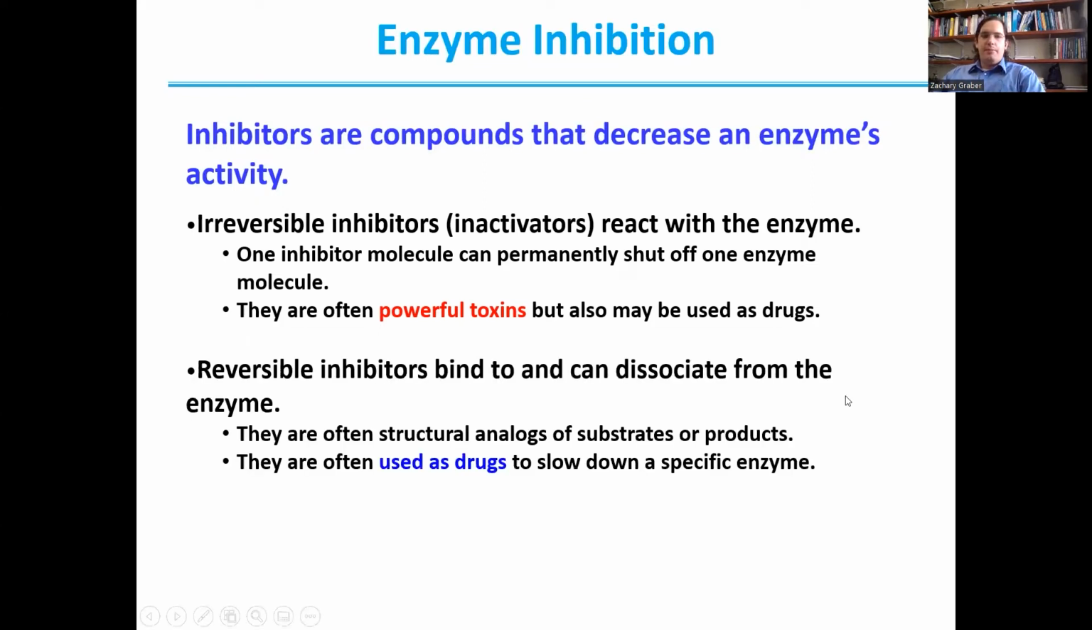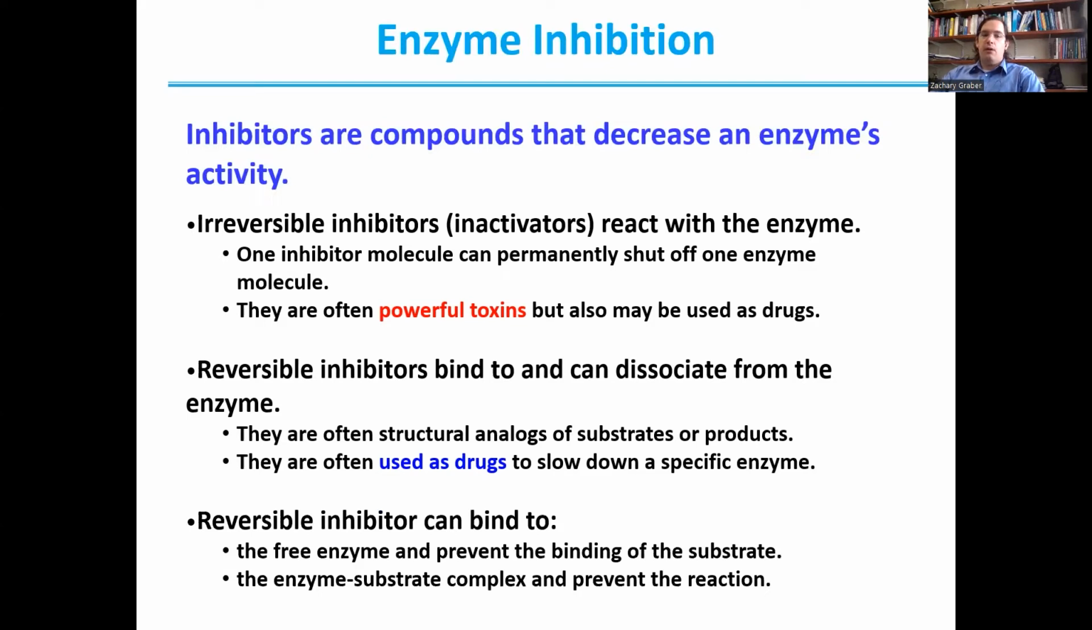Now, the other type of inhibitor would be a reversible inhibitor. So this, of course, as the name suggests, can be reversed. It can bind to our enzyme, but then it can dissociate at another time to relieve that inhibition. Often you might have a reversible inhibitor that's a structural analog of a specific substrate or the product. So it looks similar, so it might bind into the same site and compete with the substrate. These would then be used to slow down a specific enzyme by adding a competition effect, but they wouldn't permanently stop that enzyme activity.